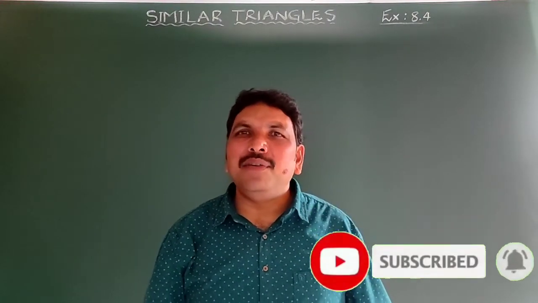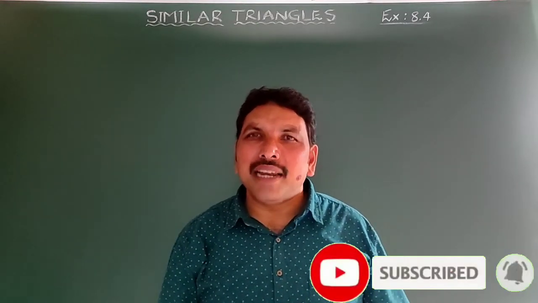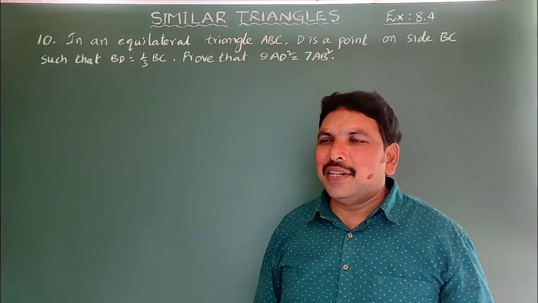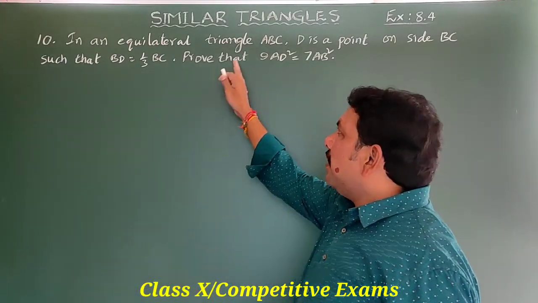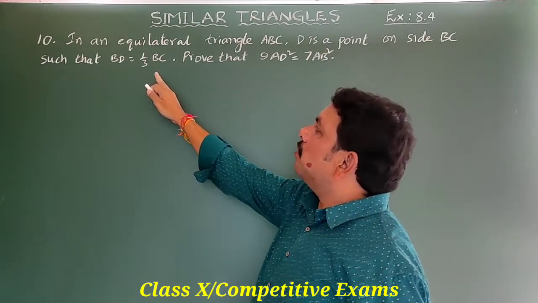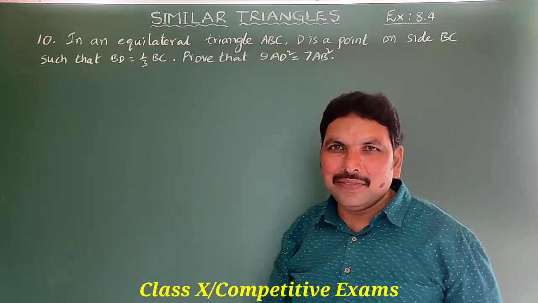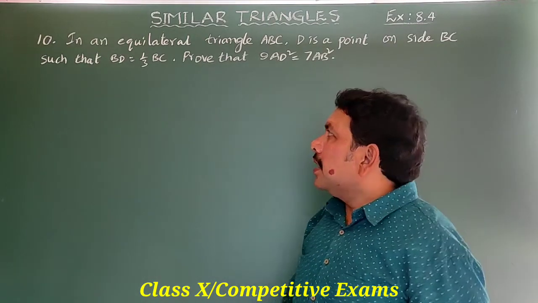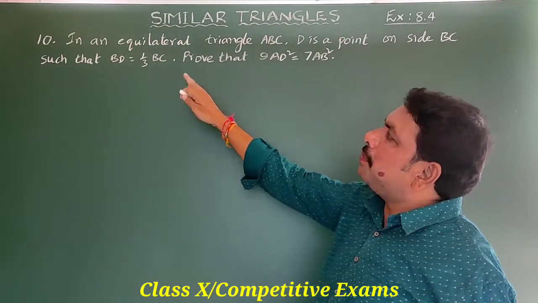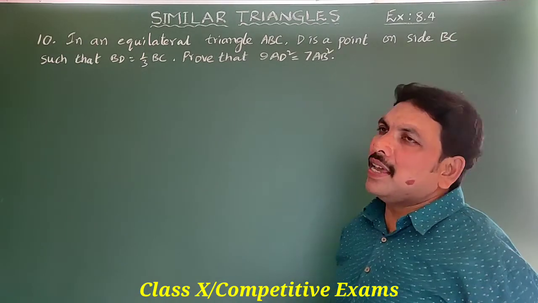Today in this video, let us discuss problems 10, 11, 12 in exercise 8.4 in similar triangles. Next, the 10th question. In an equilateral triangle ABC, D is a point on side BC such that BD is equal to 1 by 3 BC. Prove that 9AD square is equal to 7AB square.